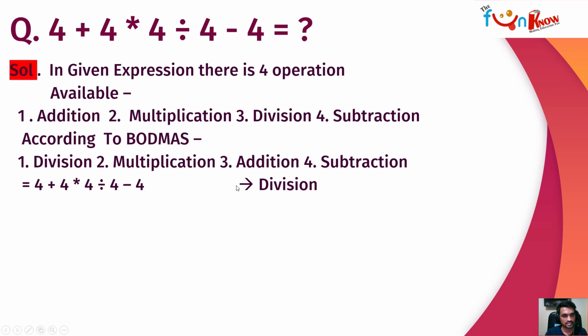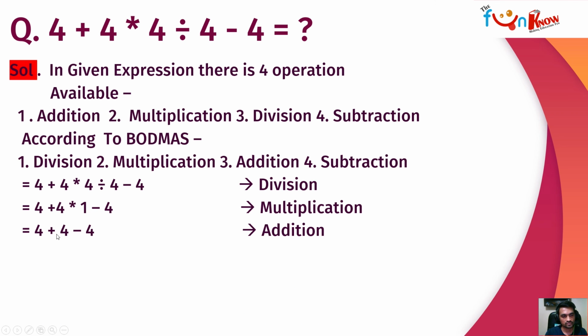So let's start solving the problem. Now you can see 4 divided by 4 gives you 1. Once the division is done, we move to multiplication. 4 multiplied by 1 gives you 4. Now multiplication is done. Now you move ahead to addition. So 4 plus 4 gives you 8. And now only one minus, the subtraction sign, is remaining. So 8 minus 4 gives you 4.